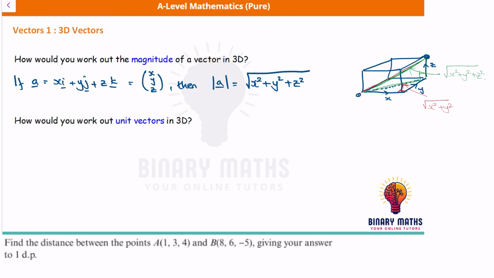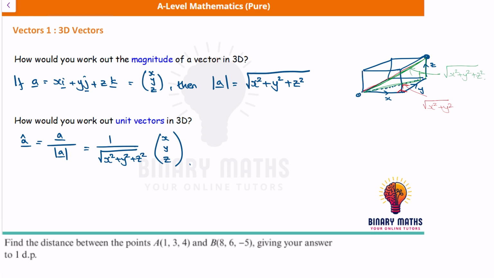How would you work out the unit vector in 3D? The unit vector is denoted by A hat, which is equal to A over the magnitude of A, which is equal to 1 over the square root of x squared plus y squared plus z squared times x, y, z. So it's very similar to how you deal with 2D vectors.